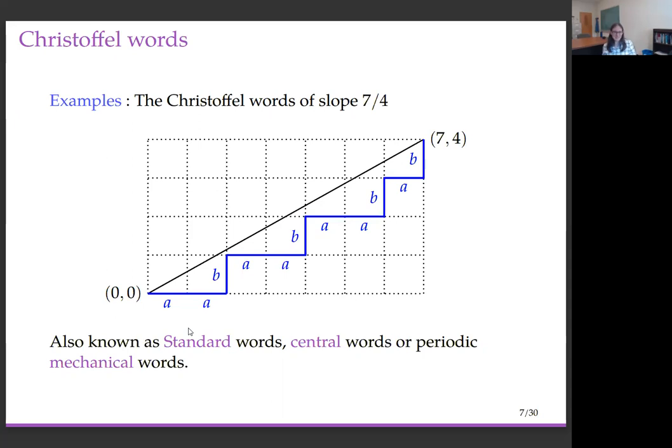Obviously, if these words have a lot of properties, there is not only one way to get a generalization, because when we add letters to the alphabet, we add liberty, and not all the properties will be preserved. So perfectly clustering words are not the only possible generalization of Christoffel words.